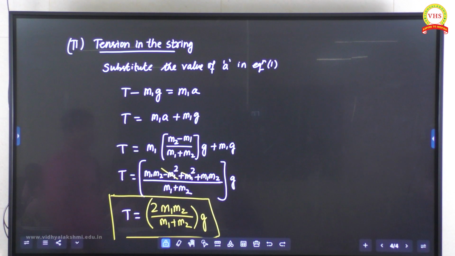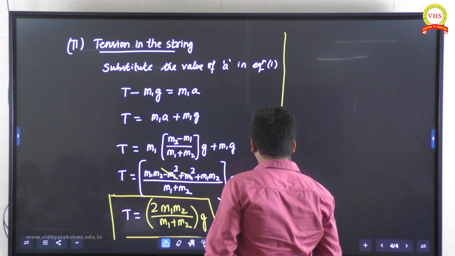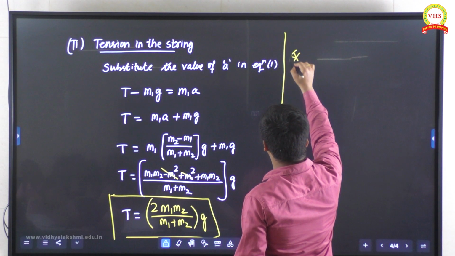So this is basically tension in the string. Tension in the string. All of you clear? No doubt? So remember the formula, if a direct question comes in numericals. I'll give you an example numerical. But before that, just understand the star mark point, right.